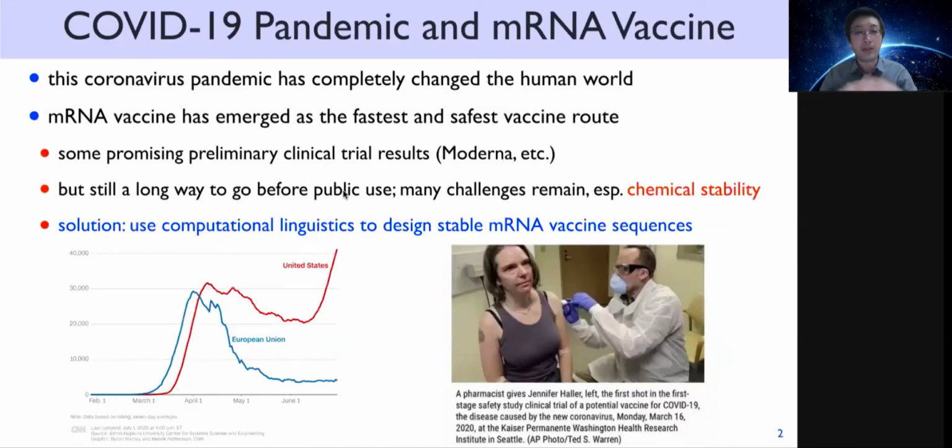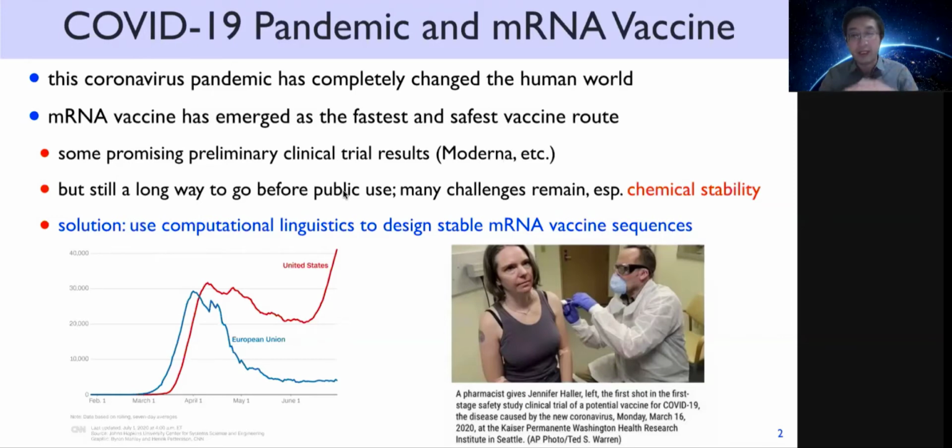As you all know, this pandemic has completely changed the world, and to stop it, mRNA vaccine has emerged as the fastest and arguably also safest vaccine route among all vaccine types. We have already seen some very promising preliminary results from many different companies, including Moderna and others. But there's still a long way to go before you can use it for the general public, and many challenges remain. Probably the most important one of them is chemical instability.